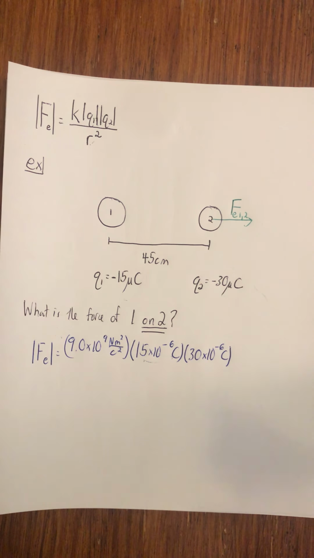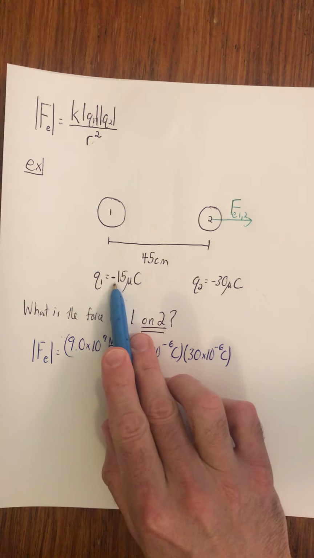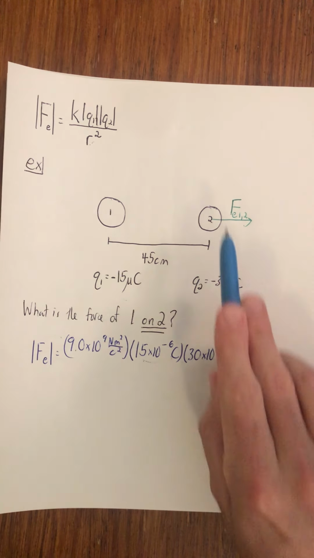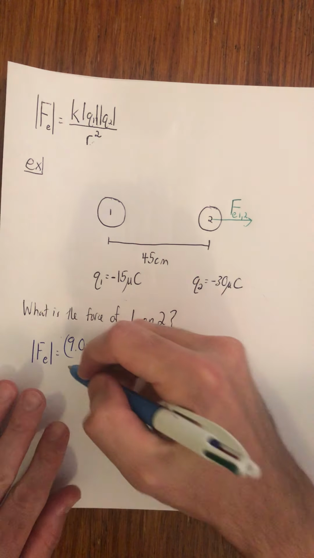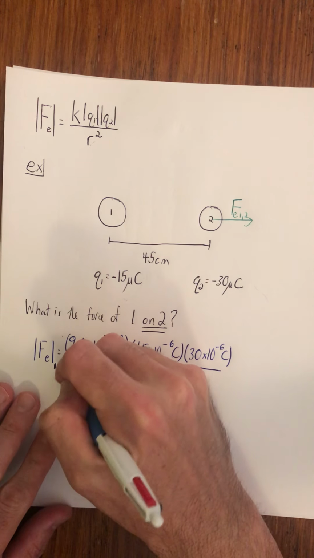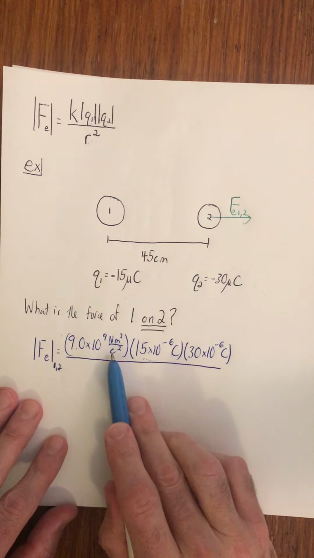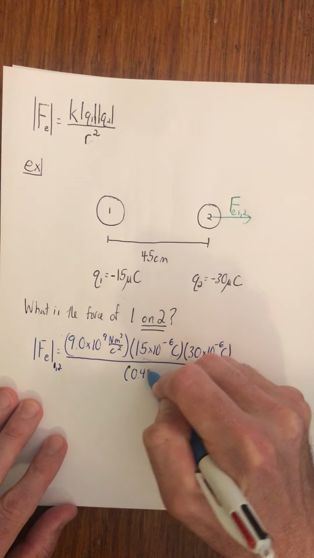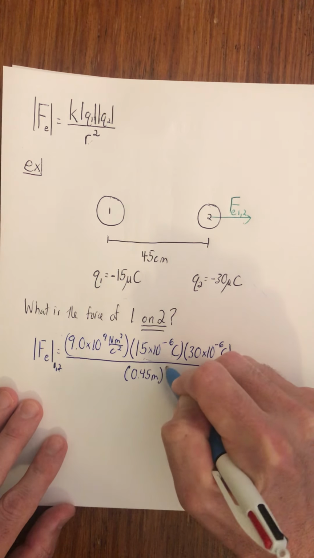The declaration would not affect the sign of the charges, the flavor of the charges, right? Remember, this negative thing just means this thing has excess electrons. This thing has more excess electrons. All right. So here we go. This is the force of 1 on 2, and then the distance. Notice meters squared, so I'm going to just convert that: 0.45 meters quantity squared.